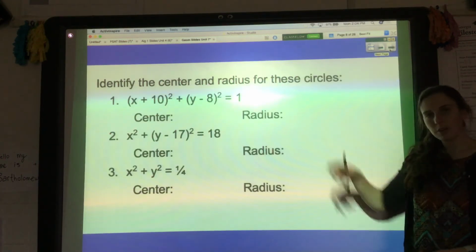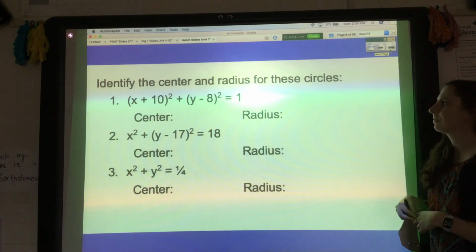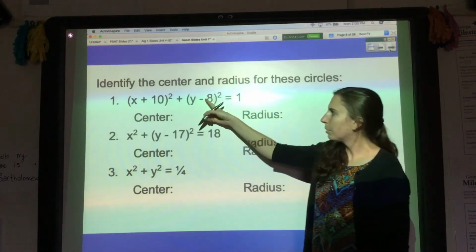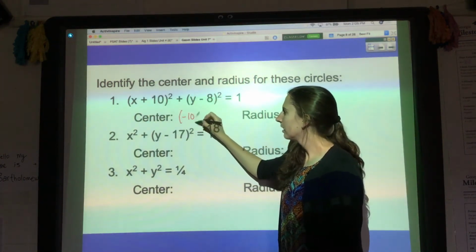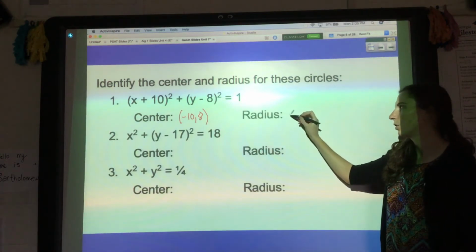Go ahead and pause the video and try this. Then you can unpause and watch me go over it. So the center for this one is -10, +8. The radius is the square root of that, which the square root of 1 is just 1.